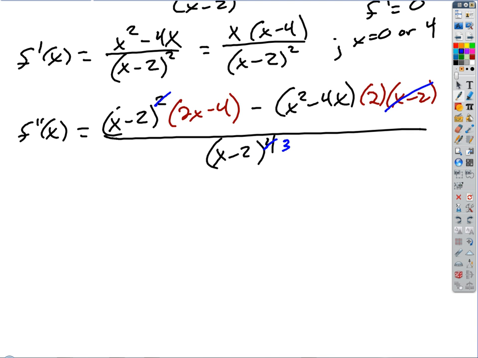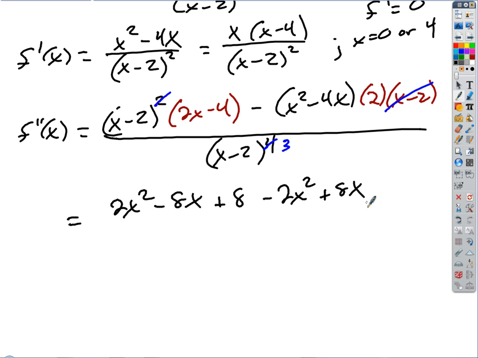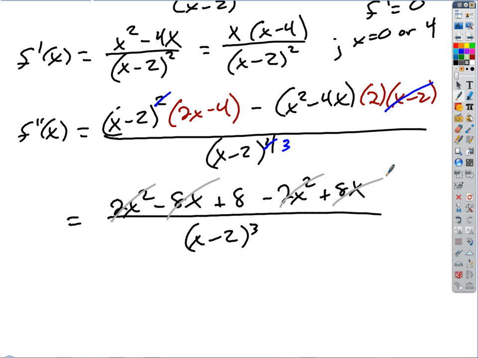And now that makes things a little bit easier on the top. If I just distribute and add up like terms, what am I going to get? I'm going to get 2x squared minus 4x minus 4x. And then over here, if I distribute the negative 2, I'm going to get plus 8x. So look, a lot of stuff cancels. That cancels that, and that cancels that. The only thing left is an 8 on the top, right?